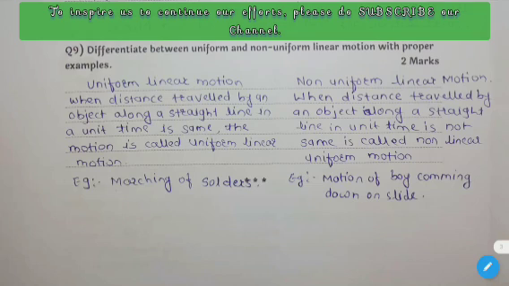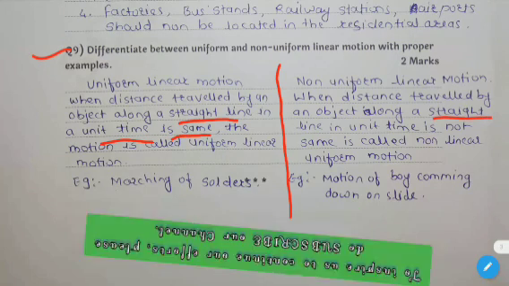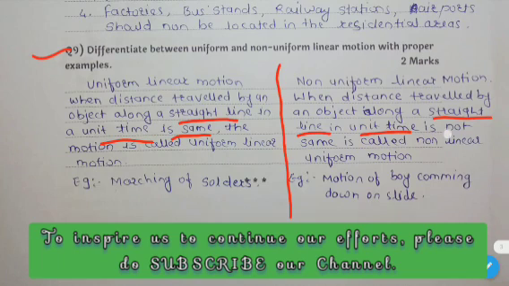And the last question of this test is, differentiate between uniform and non-uniform linear motion with proper examples. Firstly, we have to see uniform linear motion. When the distance traveled by an object along a straight line in a unit time is the same, the motion is called uniform linear motion, while when the distance traveled by an object along a straight line in unit time is not the same, it is called non-uniform linear motion.